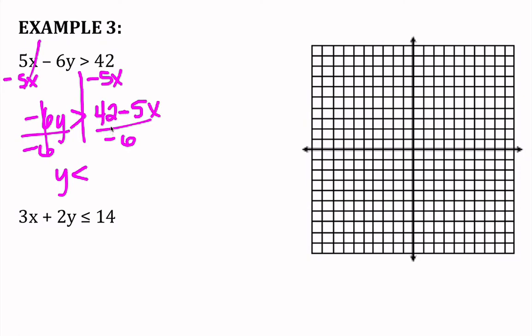Next, 42 divided by negative 6 is going to give me a negative 7. And then this negative 5 divided by negative 6 is going to give me a positive 5 over 6, and the x drops down. Now I can graph it. My y-intercept is negative 7, so I'm going to go down 7 and put a point. My slope is a positive 5 over 6. So from here, I need to go up 5, right 6.